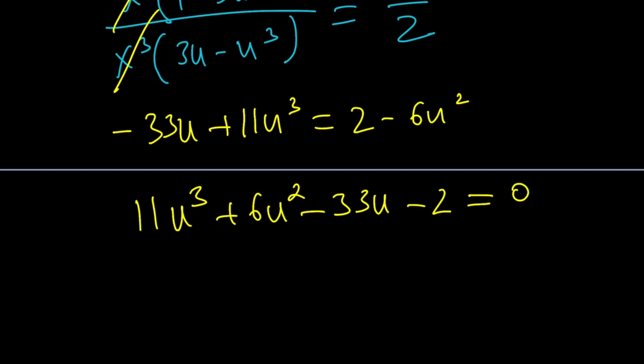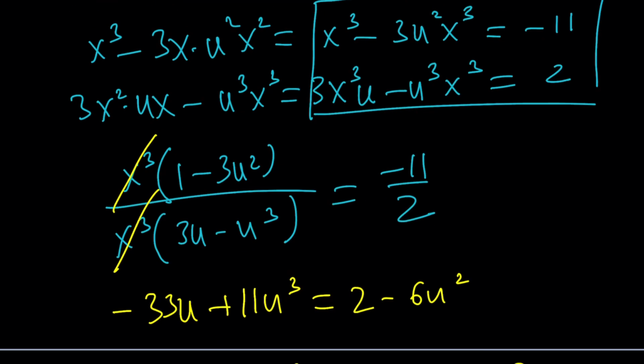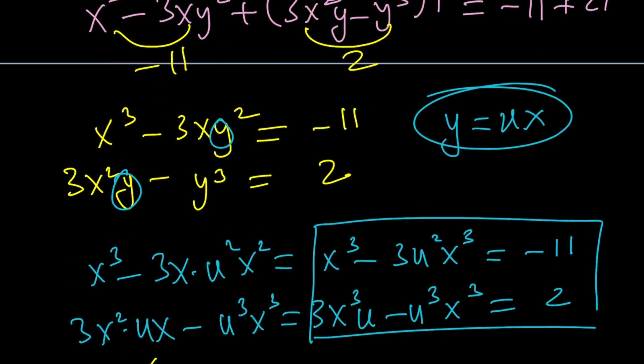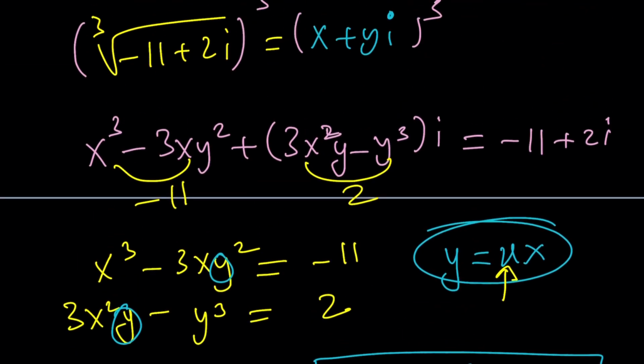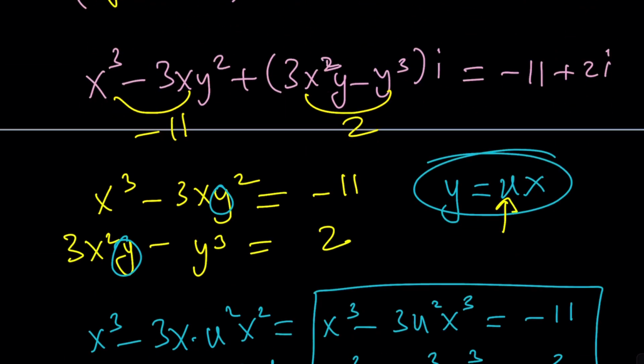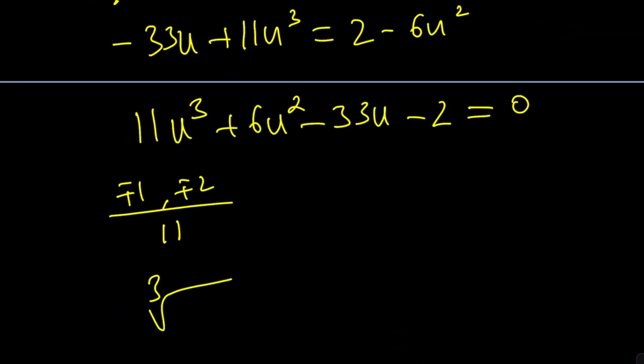What you can do from here is use the cubic formula or the rational root theorem. The possibilities are plus or minus 1, plus or minus 2, all over 11. Those are the possibilities. Once you find the u value, you can plug it in here and then substitute. Or another way to do this, the cube root of negative 11 plus 2i, let me quickly show you.